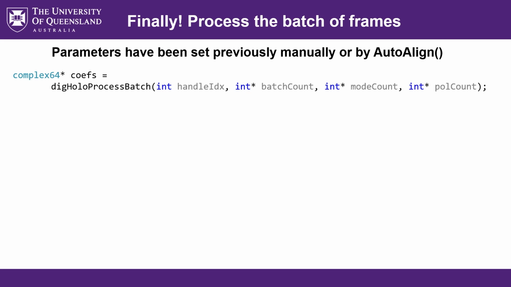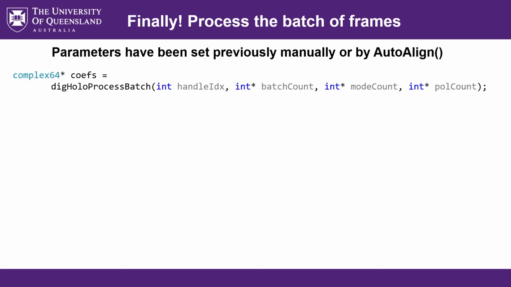But if the digHolo parameters like the tilt, beam-center, defocus, waist haven't changed, you don't need to reset them manually or automatically when you change frames. Okay, so you just set it up with either manually or with digHolo AutoAligh, get all the parameters, then just keep feeding frames in and keep calling digHoloProcessBatch.